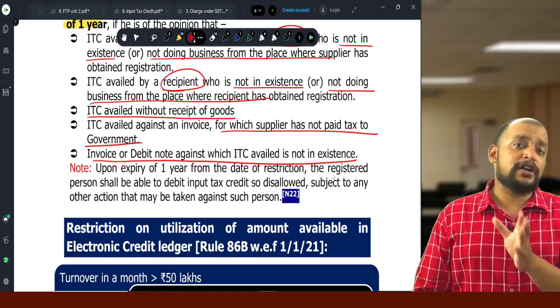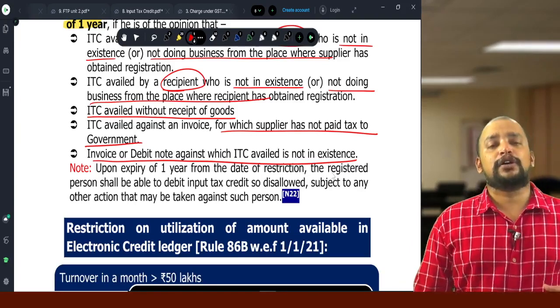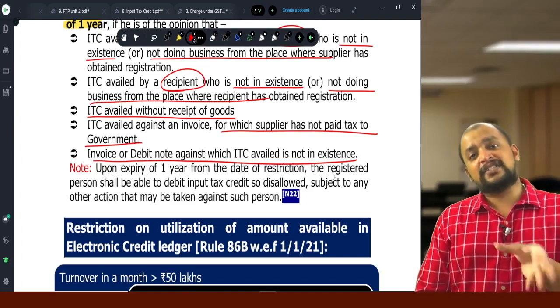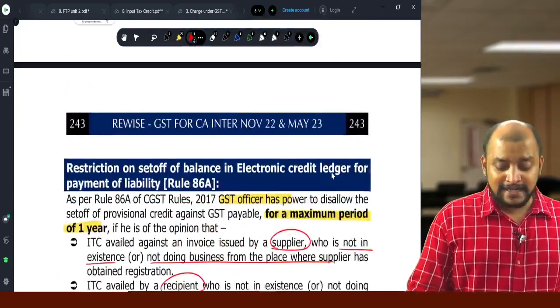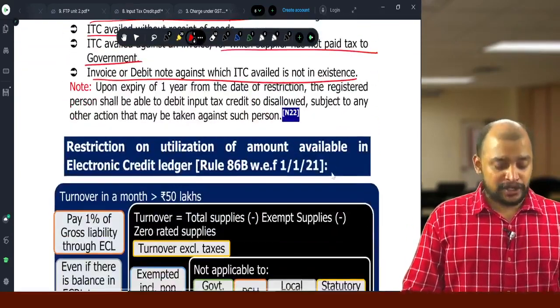Suppose it is not on account of the mistake of the recipient, but on account of the mistake of the supplier, then after 1 year the recipient can enjoy that credit. This is given in 86A. So this can be asked for a short note question.